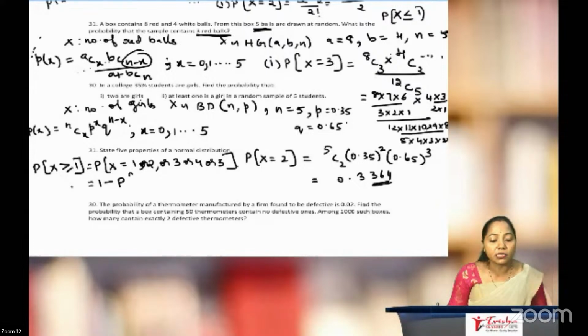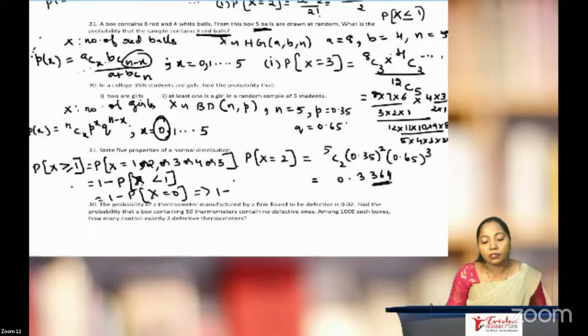Again, the calculation will be more. So we go for complement. 1 minus probability X less than 1. Now in this case, when X is less than 1, what is the value taken by X? It is 0. So X will be 0. Right. So 1 minus 5C0, 0.35 to the power 0, 0.65 to the power 5 minus 0, that is 5. Okay. So this is how we find the probability. When X is 0, 5C0, 0.35 to the power 0, 0.65 to the power 5. Okay, find the answer. Any doubt in this sum?